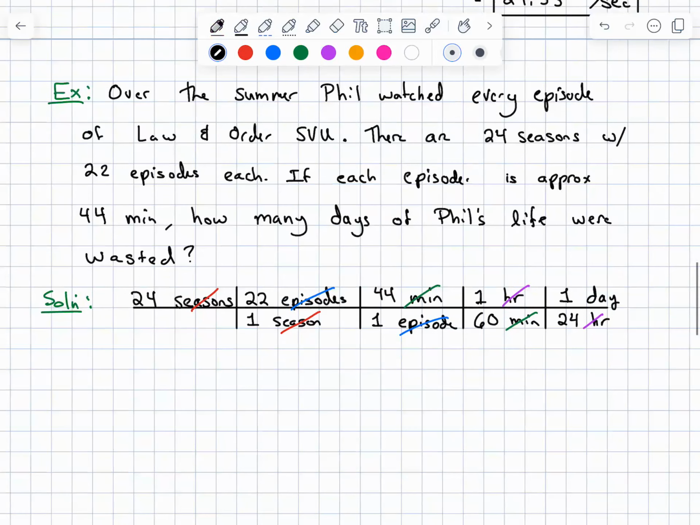So that means at the end of the day, up in the numerator, we multiply across. So 24 times 22 times 44, then times 1, but that doesn't change anything. Then in the denominator, I have 60 times 24, which is 23,232 divided by 1440. Wait, let me make sure. What? That's the number.